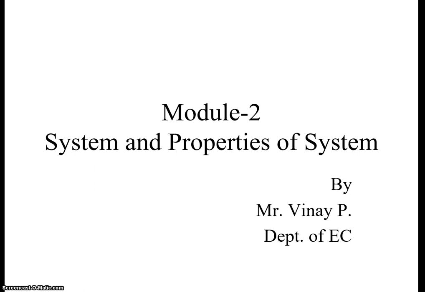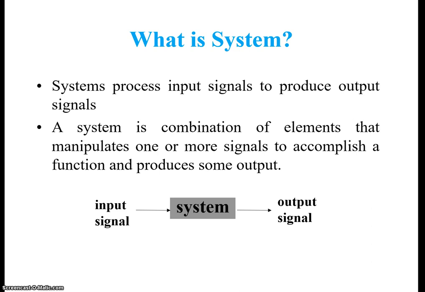Basically, a system manipulates a signal and produces one more signal. The characteristics of input and output signals are different. So a system processes an input signal and produces an output signal.